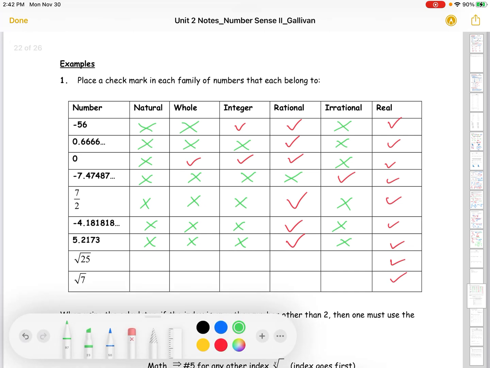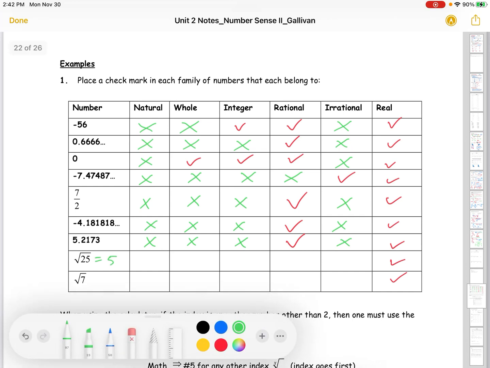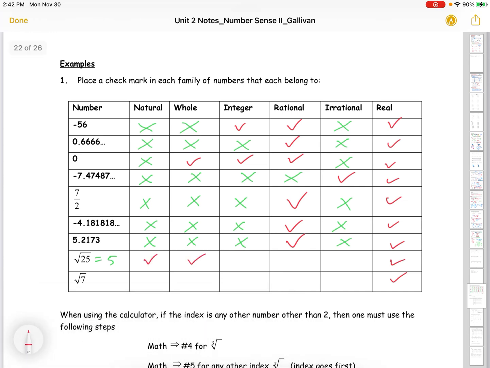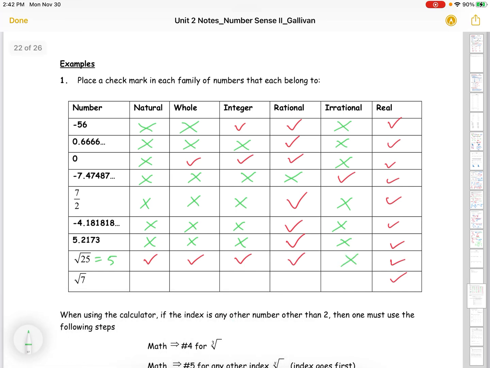Square root of 25. Well, the square root of 25 is equal to 5, right? So let's see, where does it fit? Well, 5 is a natural number. It's also a whole number. It's also an integer, and it's also rational. It is, however, not irrational, okay? For these ones, you need to evaluate to tell.